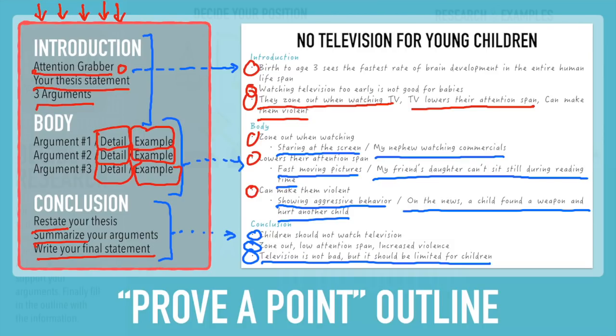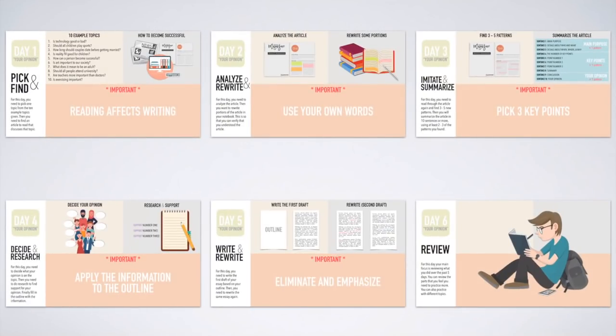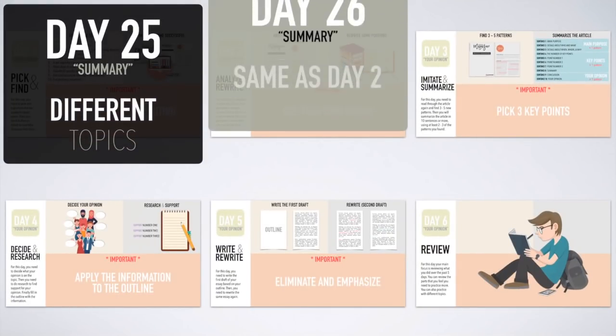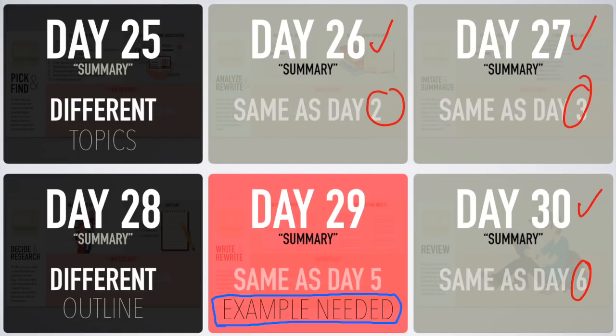All right, let's move on to the final days 25 to 30, the summary essay style. All right, so again, we have these 6 that we already went over. Now, day 25 to day 30. So day 26, day 27, and day 30, they are the same as day 2, 3, and 6. And day 29 is where I'm going to give you all an example of how to do a proper summary to help you all, because some of you have to do summaries for school. And day 25 and day 28 are a little different because, again, their topics and their outline style are different, okay?